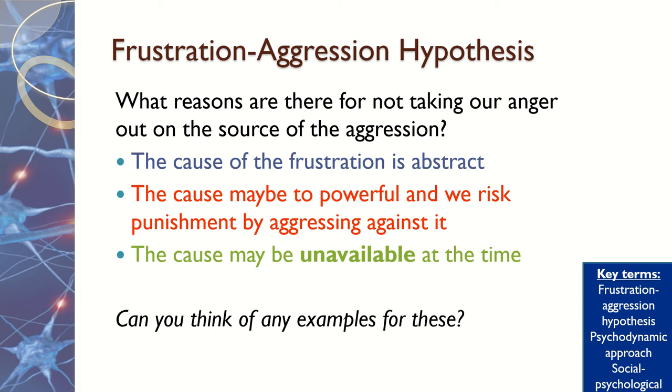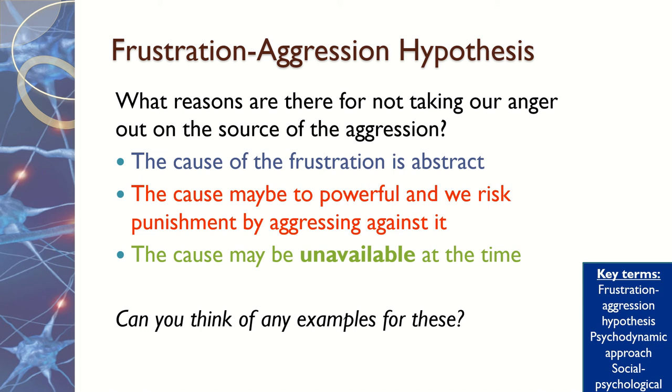There are lots of different reasons, according to Dollard, about why we don't take our anger out on the source of the aggression. We often take our anger out on something else, like the table or the wall. And this is because of one of three things. The frustration is abstract. It doesn't actually exist. It's not physical. We can't take it out on physicality.